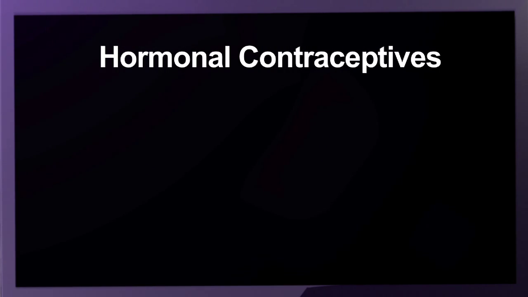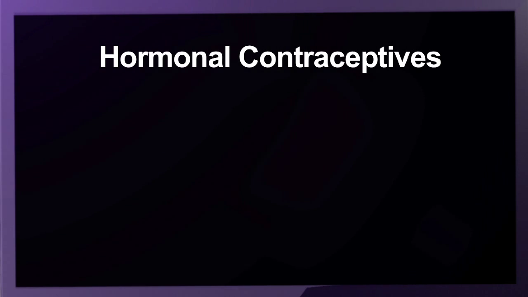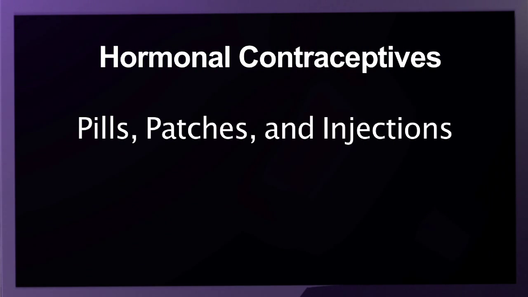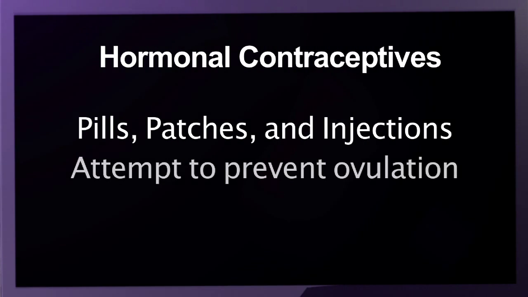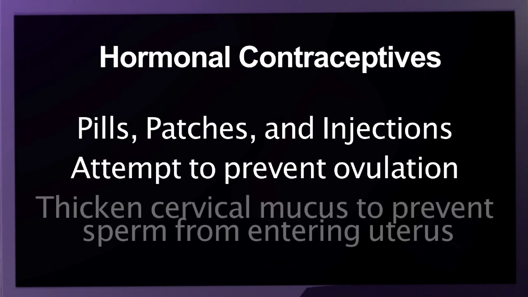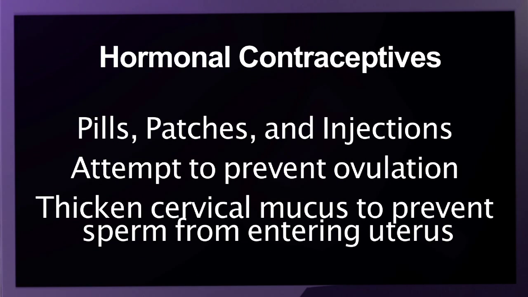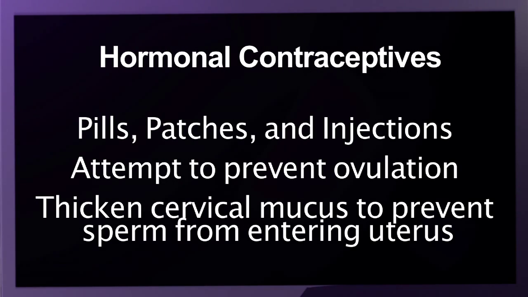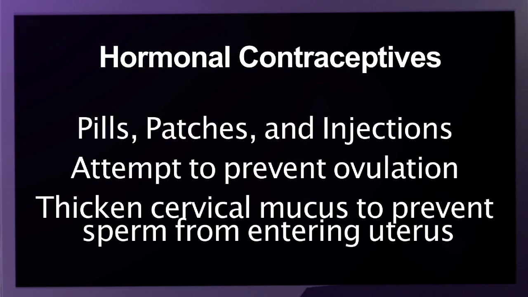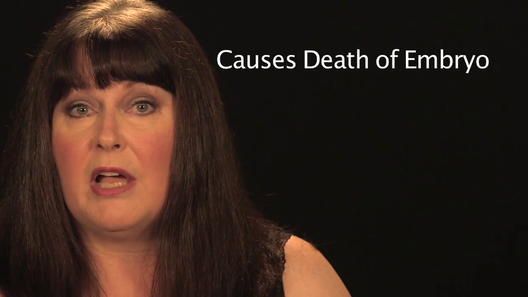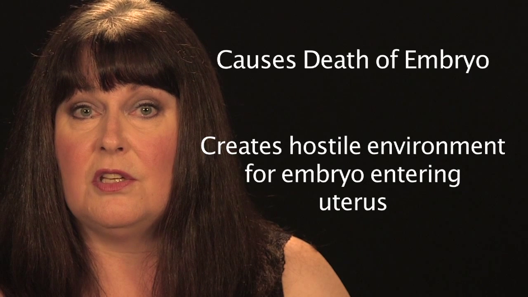Hormonal contraceptives. These are pills, patches, and injections which attempt to prevent ovulation and thicken cervical mucus, which prevents the sperm from entering the uterus. But these hormonal contraceptives also have another effect, which is not contraceptive. That is, if their contraceptive function fails and an embryo is created, they cause the death of the embryo by creating a hostile environment in the uterus.